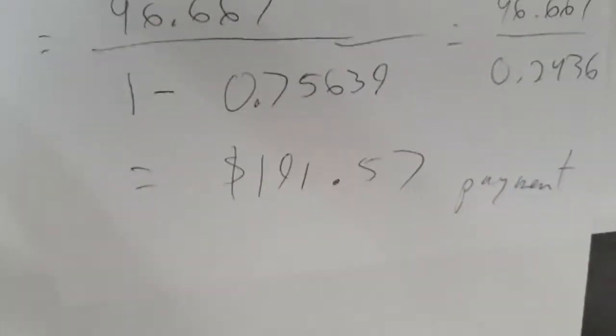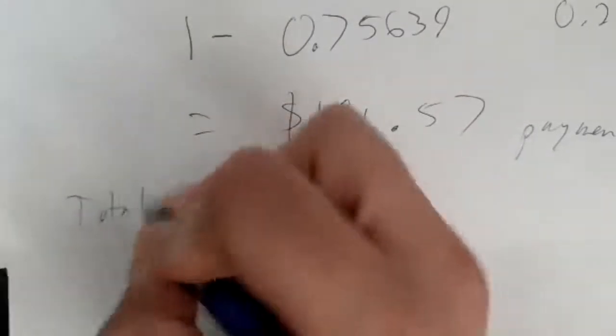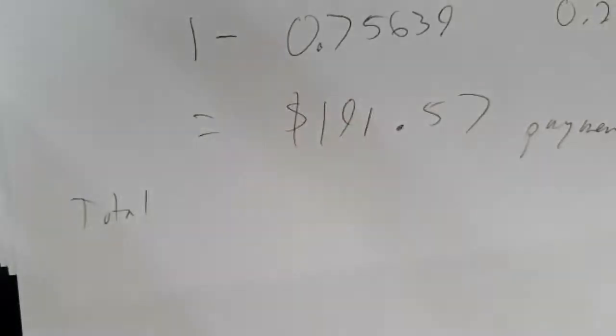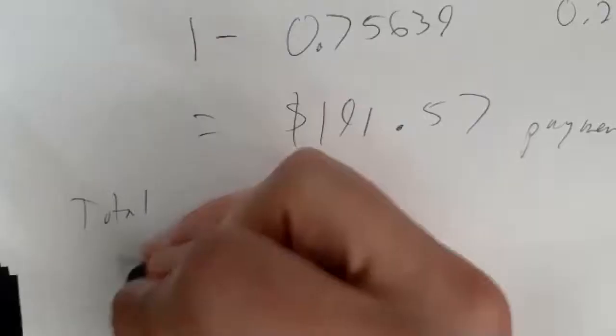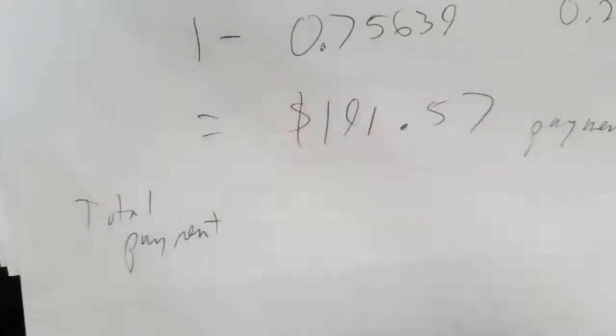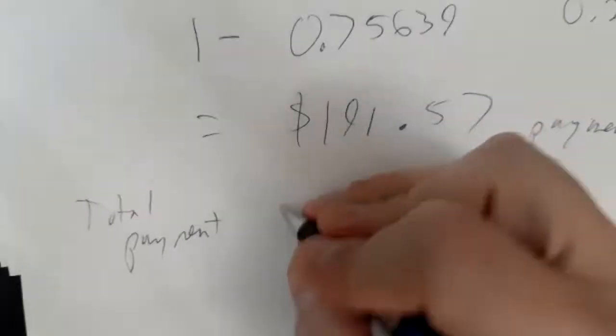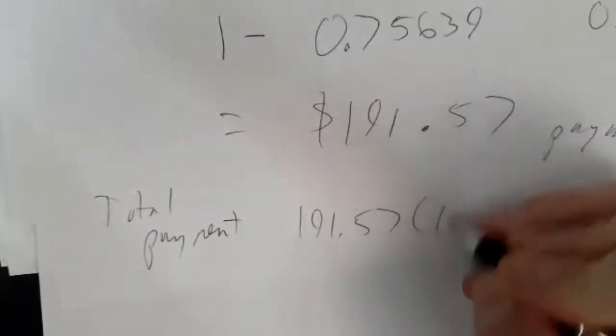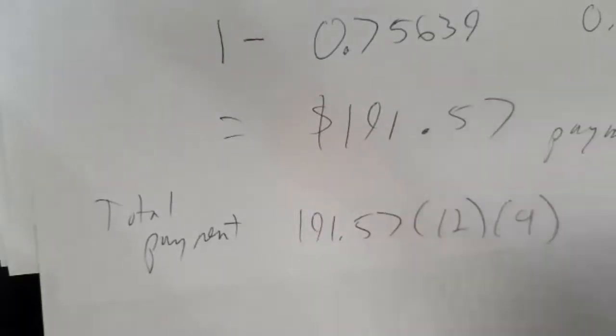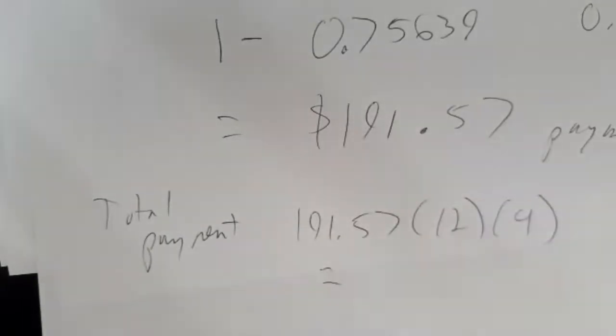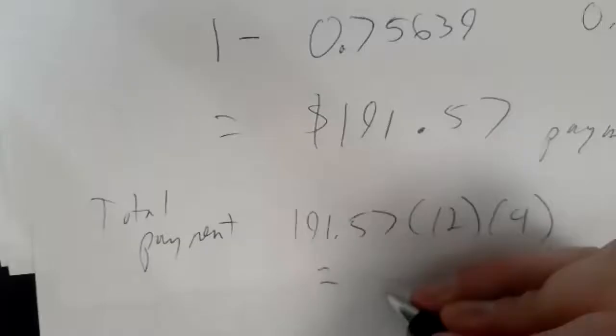This is my payment. If I want to know the total payment, I'm figuring 191.57, and I'm going to do that for 12 months for 4 years. I'm doing 191.57 times 48, so I'm doing this 48 times. I should be getting like 9195.36.